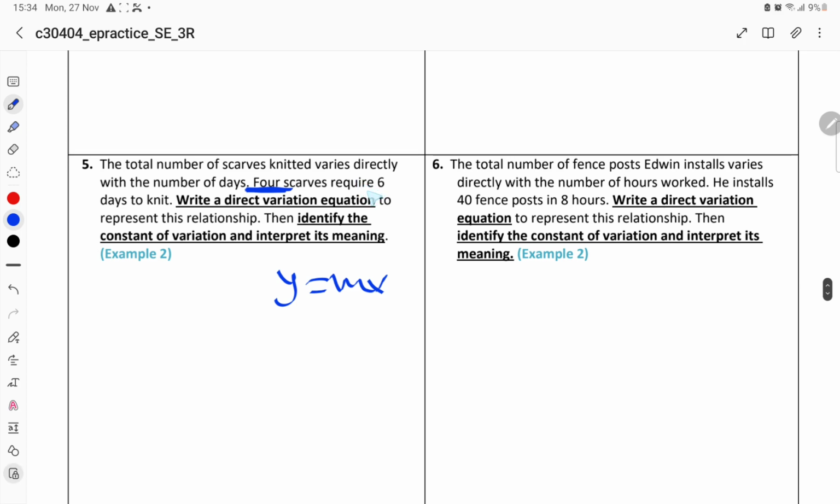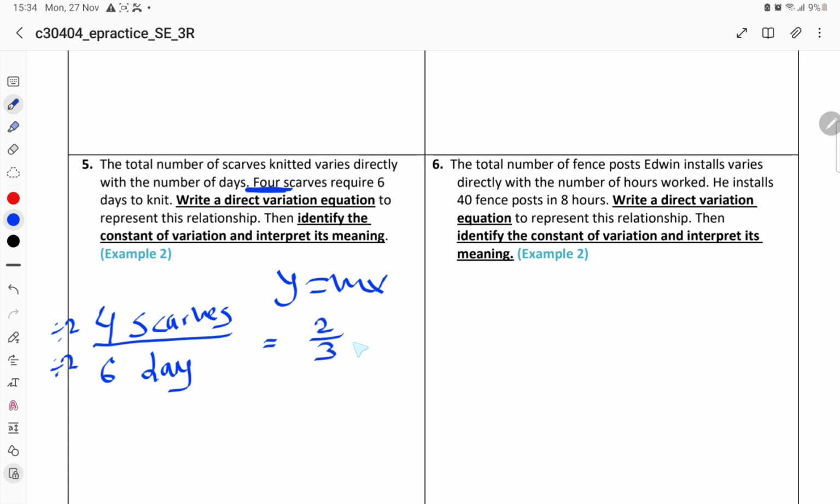So again, how many scarves? 4 scarves knitted in how many days? In 6 days. 4 over 6, divide by 2 up, divide by 2 down. So it becomes 2 over 3. 2 scarves in 3 days.